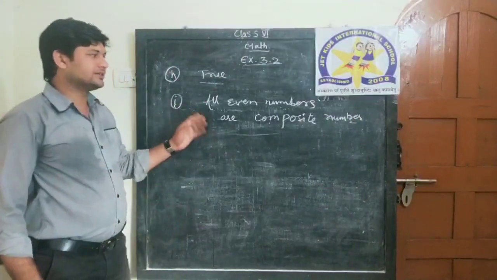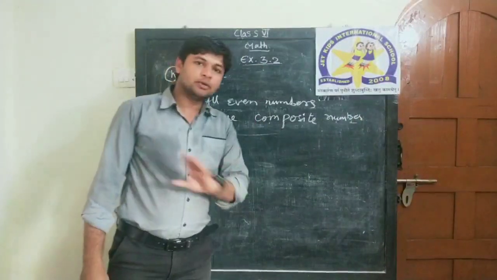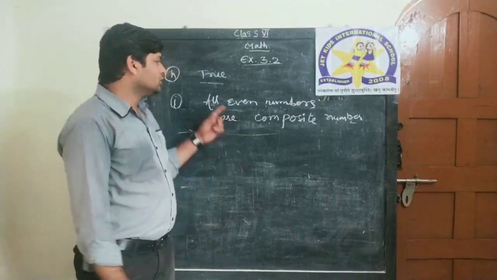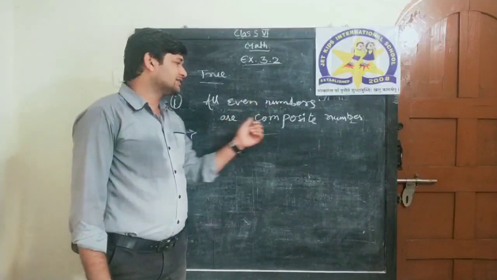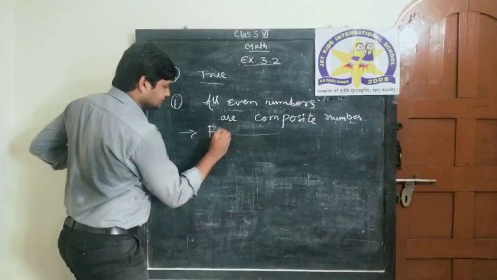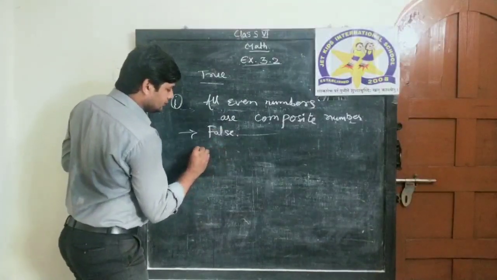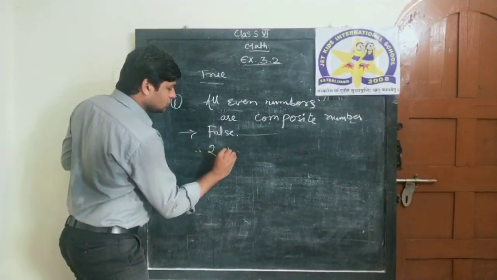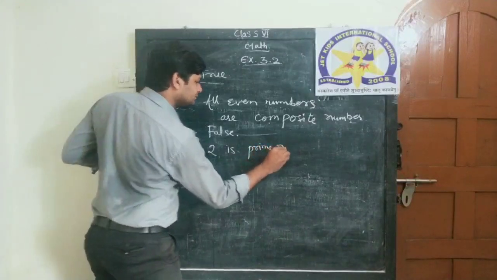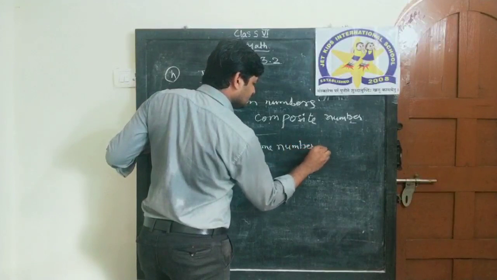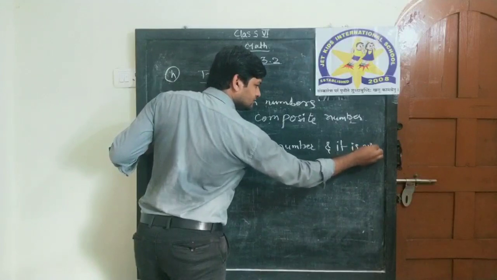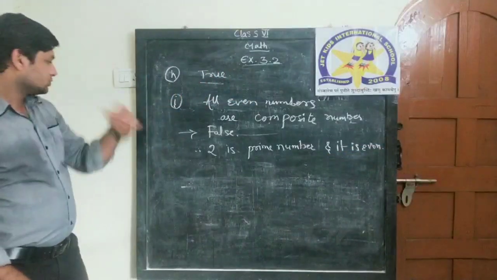All even numbers include 2. Is 2 a composite number? No, no. 2 is a prime number. We know very well, 2 is the only even prime number. So, all even numbers are not composite numbers. Because it is false. Why? Because 2 is a prime number and it is even. Right? So this is false.